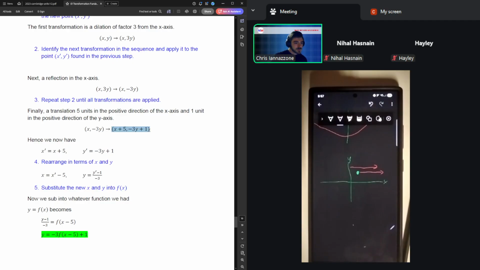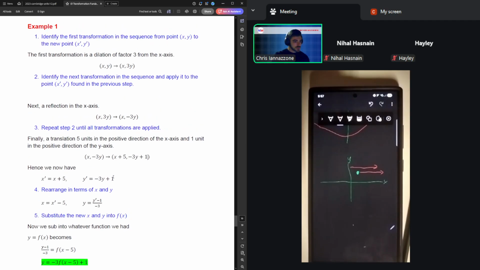From here, we now basically just look over here. Essentially, this is our x dash, this is our y dash. This is the new x, this is the new y after everything that we've done to it. So we write exactly that. x dash is that, y dash is that.